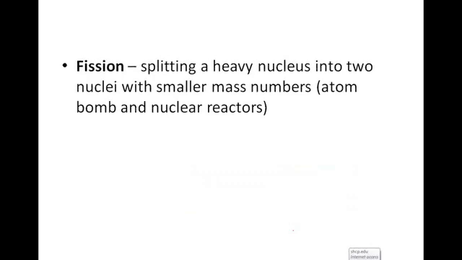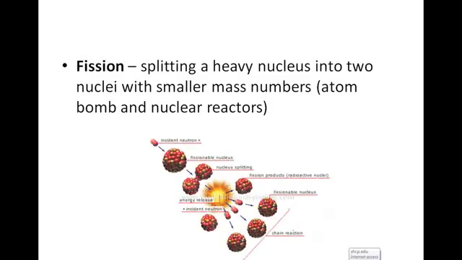The second type is called fission. Fission is when we split nuclei into smaller nuclei that weigh less. Nuclear reactors and the atom bomb use this process. When you take a heavy nucleus and bombard it and it splits apart, it releases an enormous amount of energy. We can capture that and use it to power cities, or make nuclear bombs.